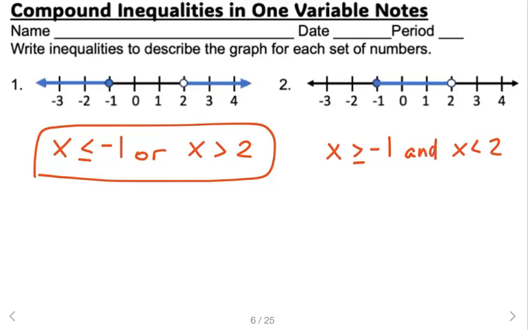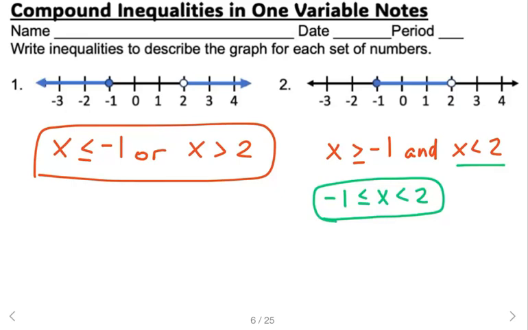Now we can also write it a little bit simpler. If we switch sides on this first inequality, if x is greater than or equal to negative 1, then negative 1 is less than or equal to x. And then if we put that together with what we have over here, we can say that x is also less than 2. And so it gives us this inequality where there's two numbers and the variable in between them. That variable is between negative 1 and 2, including the negative 1, not including the 2. So that's the simplest way you could write that.